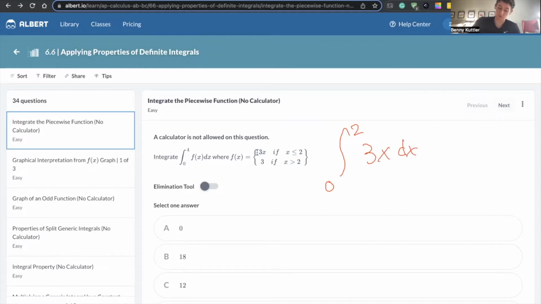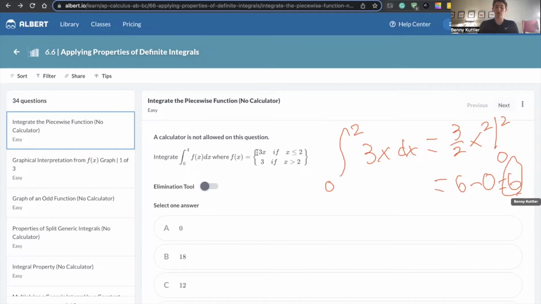And then if we use our rule, then we get 3/2 x squared evaluated between 0 and 2, which equals 2 squared is 4. 4 times 3/2 is 6. 6 minus 0 equals 6. So between 0 and 2, it's 6.